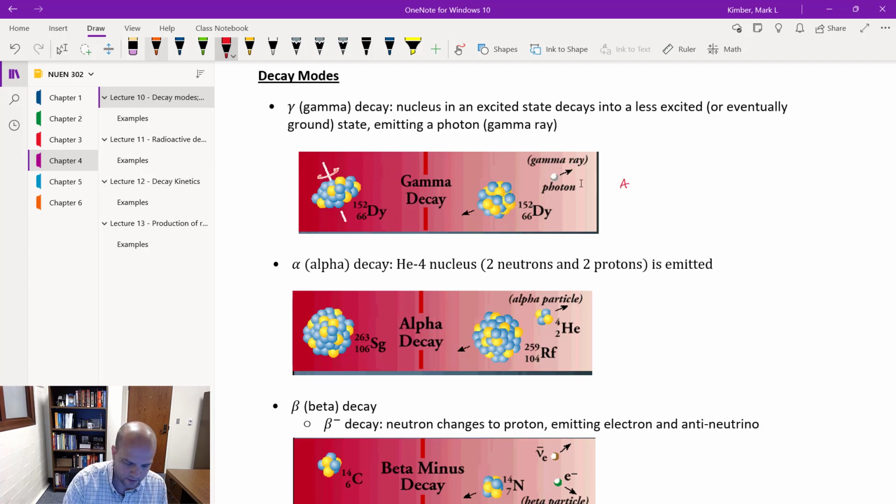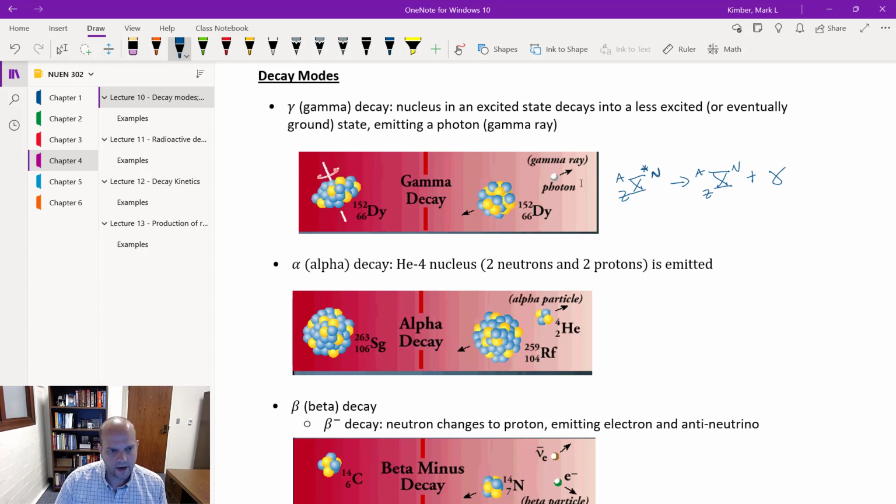We've got some number of protons, some number of nucleons, and here's our parent product, and it is in an excited state and has some number of neutrons, and that's going to decay into the same number of protons, same number of neutrons and nucleons, but because we're going from excited state down to a ground state, it's going to emit this gamma radiation.